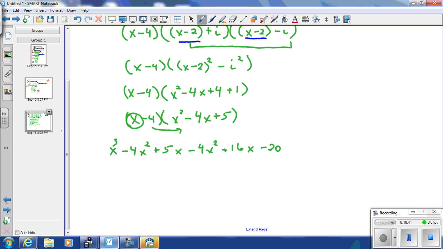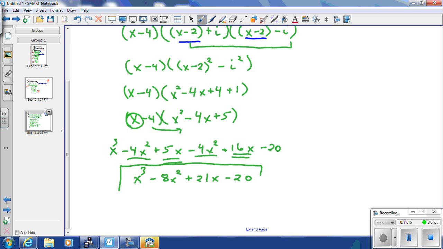We combine our like terms, we have our answer. So our final version here is x cubed. Now I look, I've got a minus 4x squared and a minus 4x squared. That makes a minus 8x squared. I've got a plus 5x and a plus 16x. That makes plus 21x. And I got minus 20. So what I have here is the polynomial that has the zeros that we originally told you.